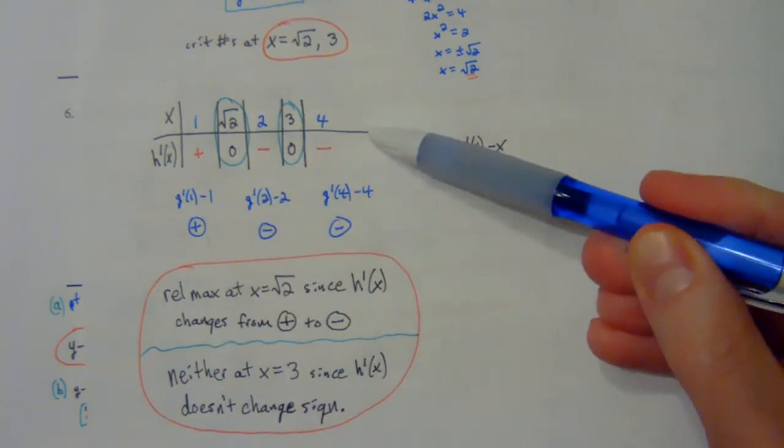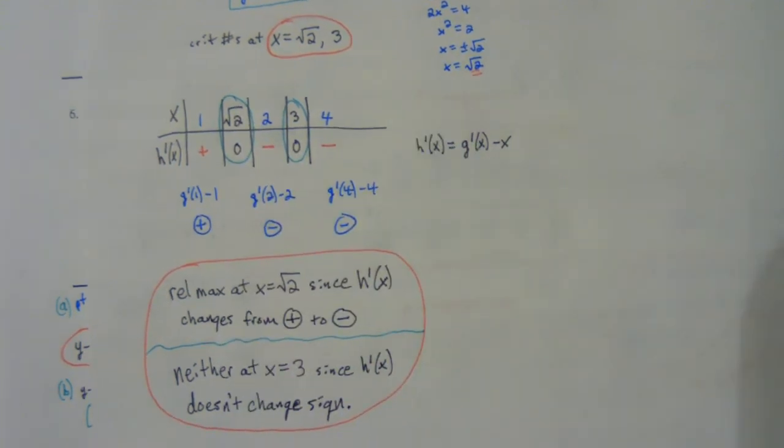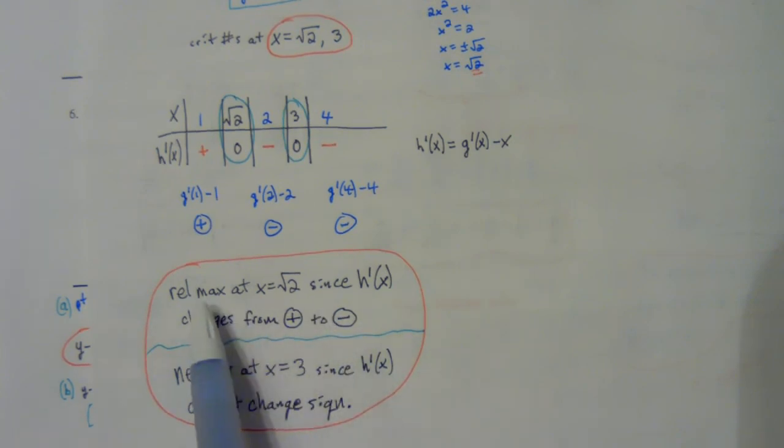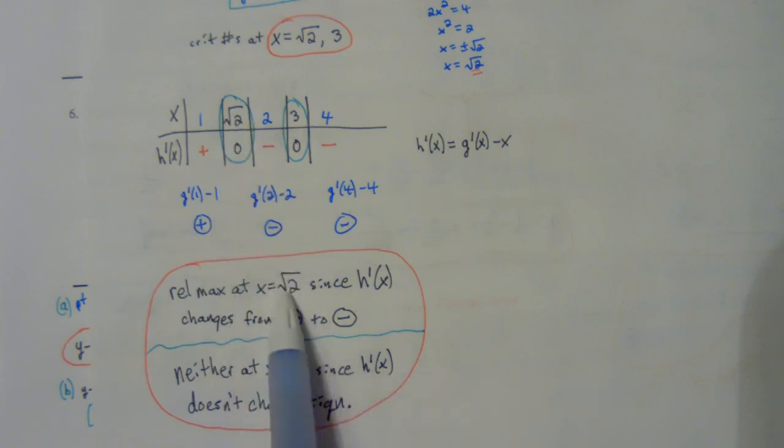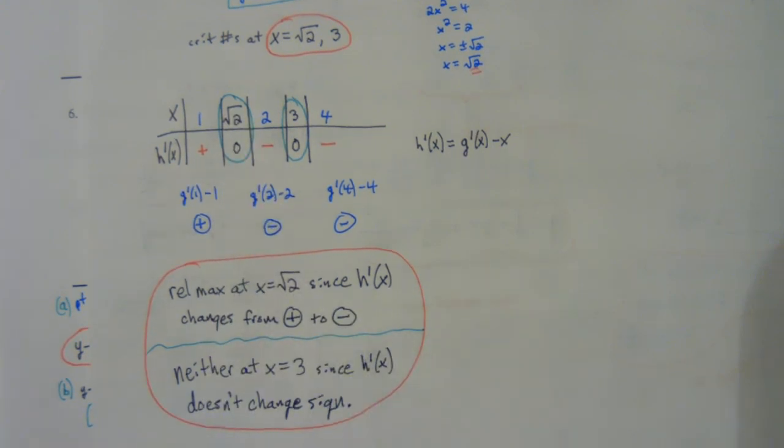So the chart is not the justification. The chart helps us organize it and helps us get the answer. But this is your justification. You got to state relative max at x equals square root of 2, since h prime changes from positive to negative. If the derivative switched from minus to plus, then that would have been a relative min.